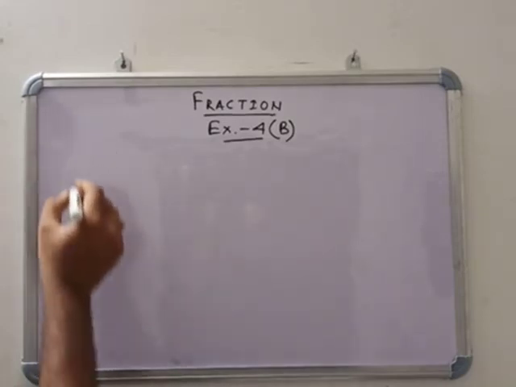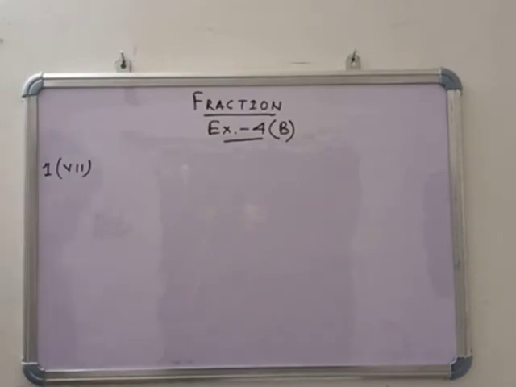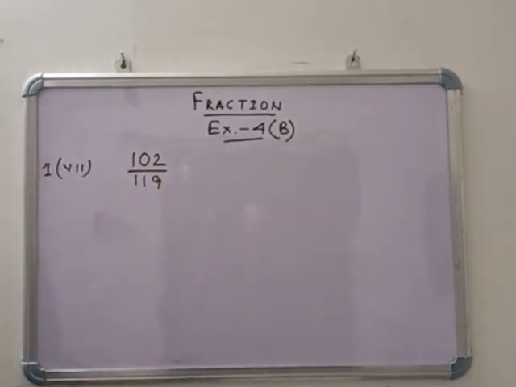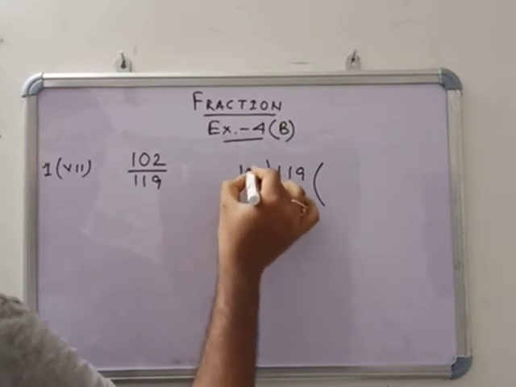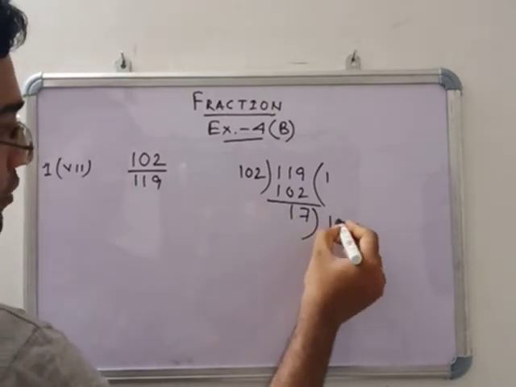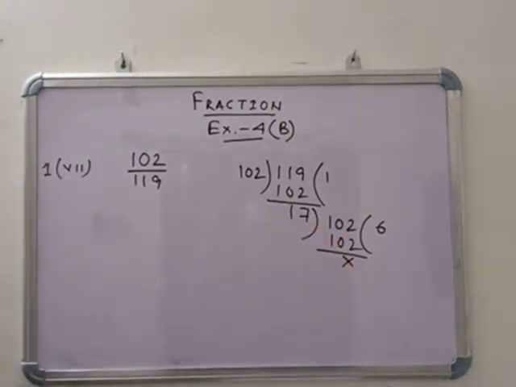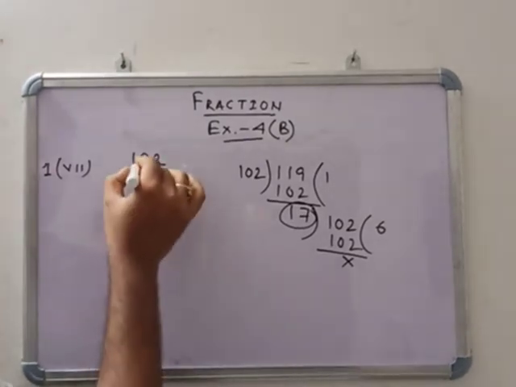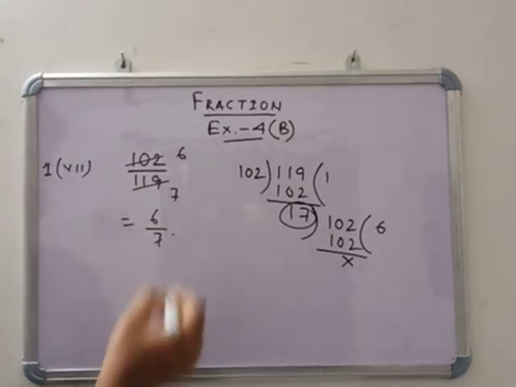Next one. In number 7, 102 by 119. If we divide 119 by 102, the remainder is 17, then 102 divided by 17 is 6. So 17 is the highest common factor. If we divide by 17, we get 6 and this is 7. So the answer is 6 by 7.